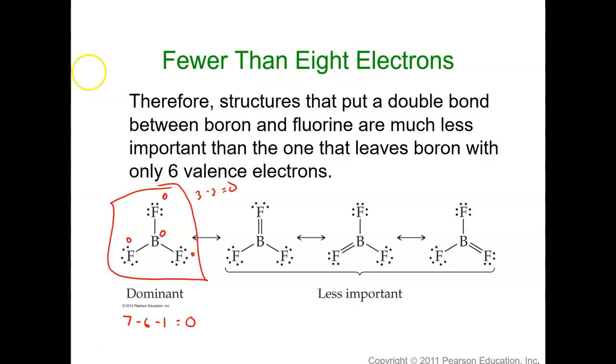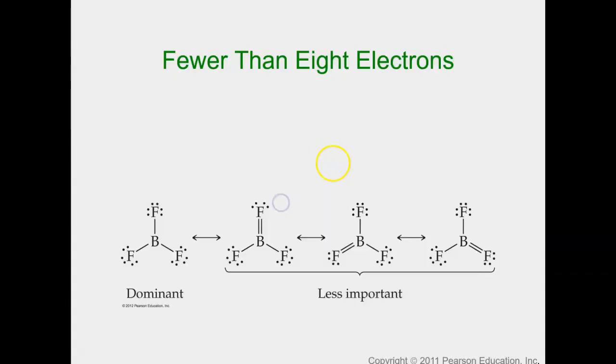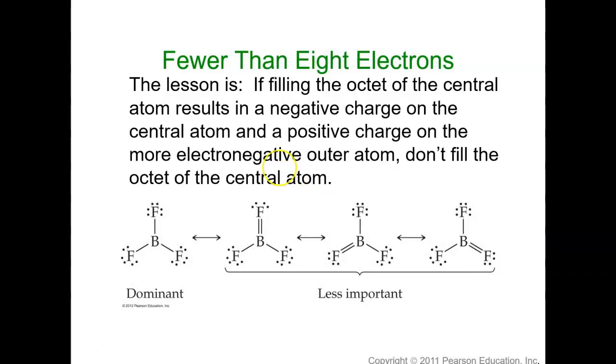And so boron doesn't do 8. It only does 6 around the central atom. So boron only does 6. So the lesson is, if filling the octet of the central atom results in a negative charge on the central atom and a positive charge on a more electronegative outer atom, don't fill the octet.